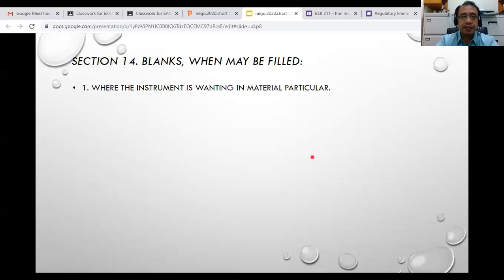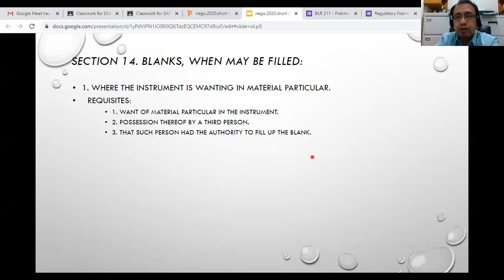Okay, so wanting in a material particular. First one, where the instrument is wanting in a material particular. Ano ba yung material particular na yan? Wanting, ibig sabihin nun, there is an omission in an instrument. And that material particular is a portion in the instrument that has been omitted.